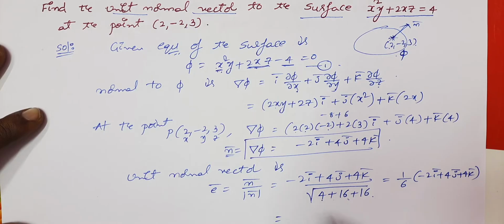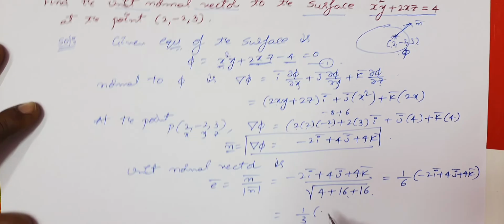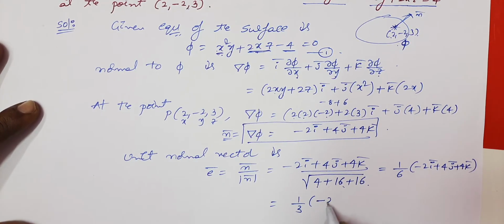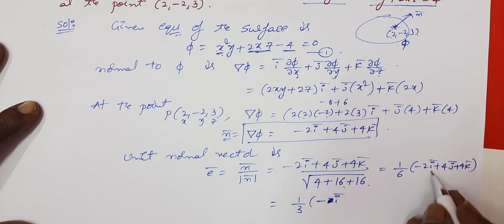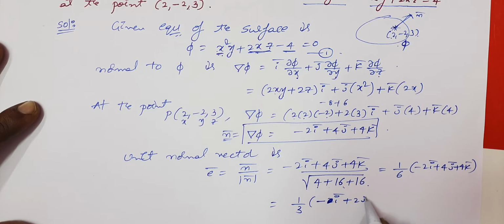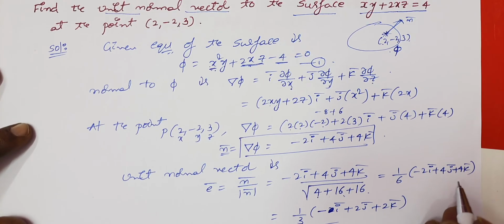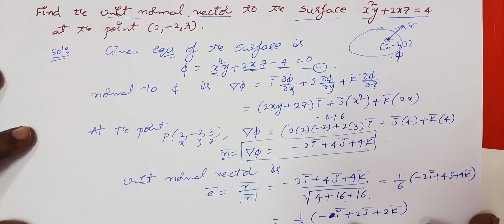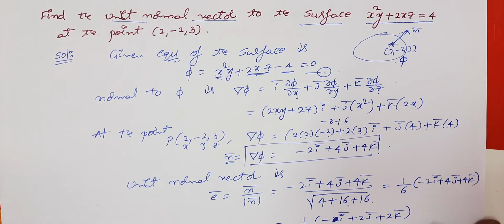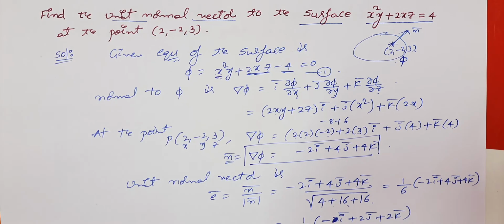So 2 is the common term, so the 3 gets cancelled in the denominator. So you will get -2i bar, sorry, 2 gone outside. So -i bar plus 2j bar plus 2k bar. In this way, you can easily get the unit normal vector to the given surface. Okay. Now the gradient gives the normal to the given surface.